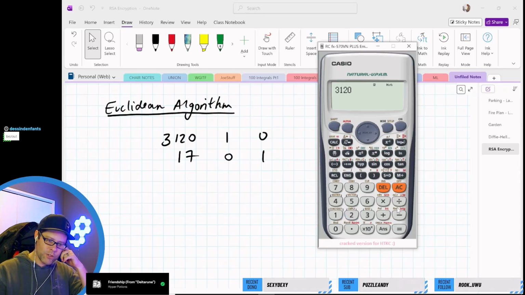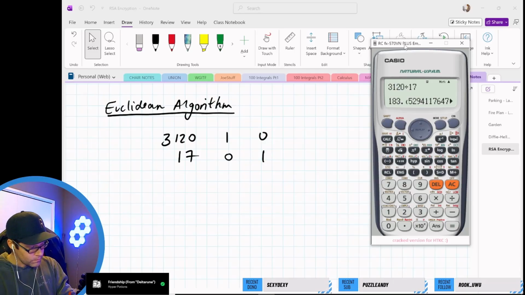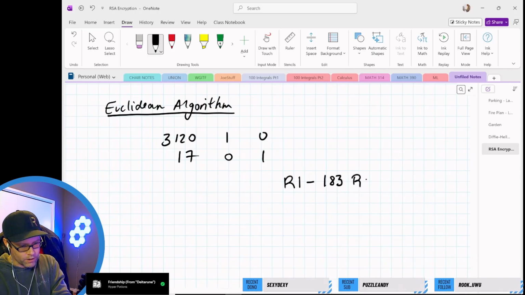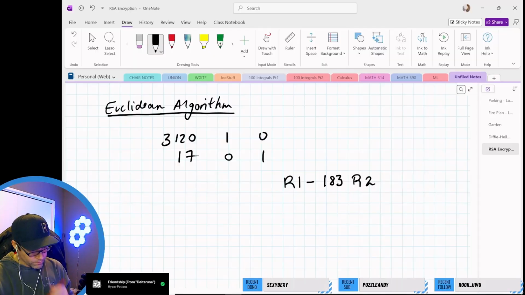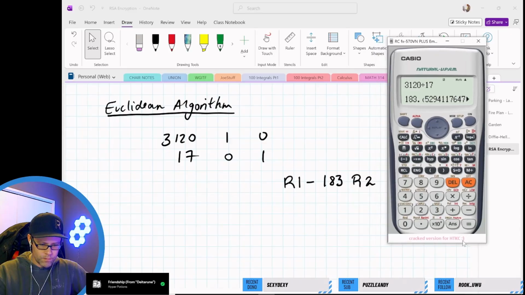So 3,120. I need to divide this by 17 and see how many times 17 goes into this number. So it looks like it's going to be 183. Okay. So we are going to take R1 and subtract 183 copies of R2. Let's see what we're left over with when we do that. So 3,120, let's subtract off 183 copies of 17.